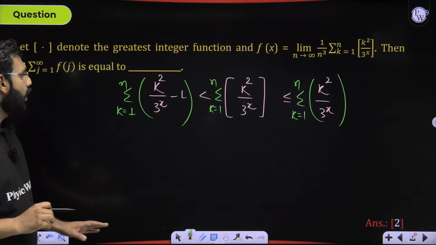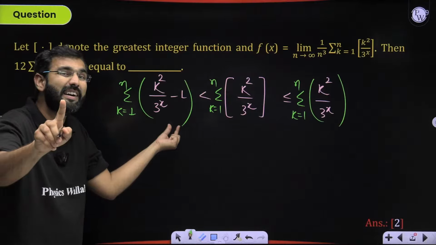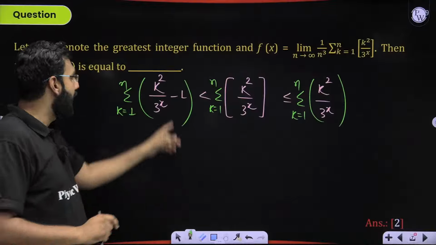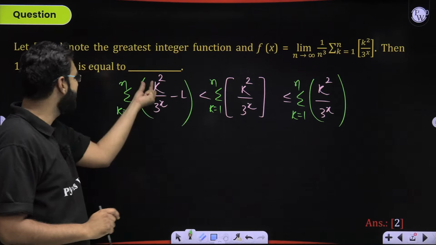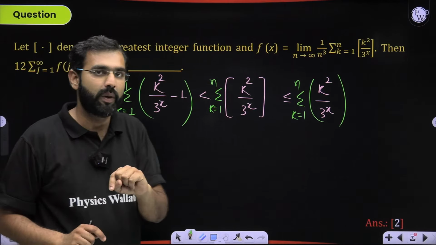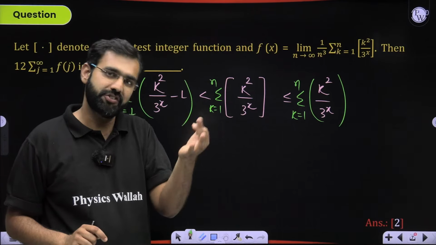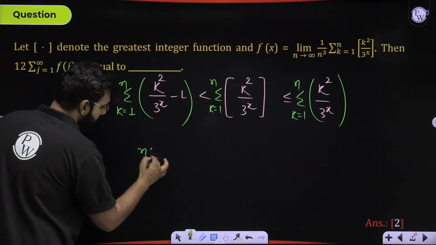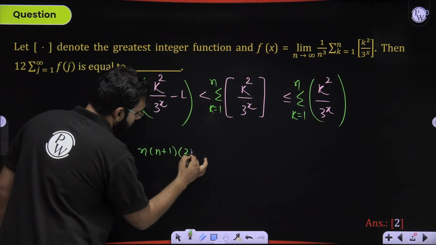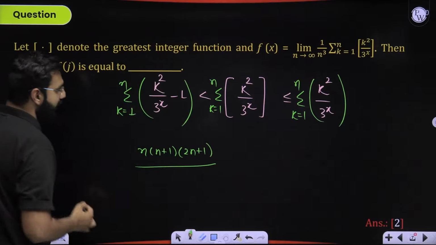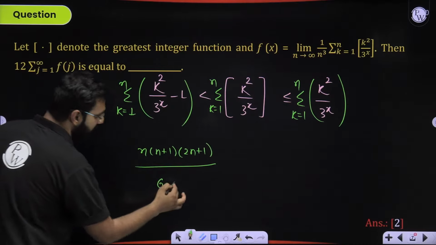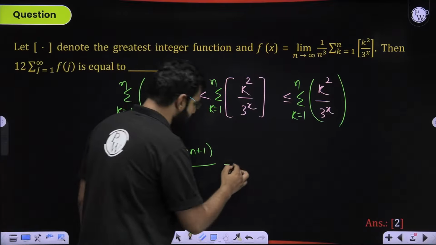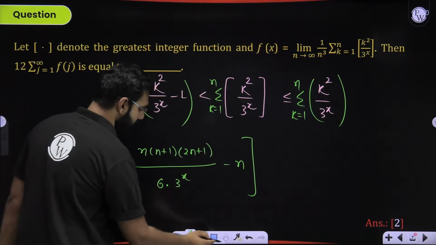Now from here, 3 to the power x should be treated as a constant, because here the variable is k. The summation you're doing is on k. So this is basically summation k square. We know summation k square is the sum of squares of first n natural numbers, that is n into n plus 1 into 2n plus 1 by 6. So here it will be n plus 1, 2n plus 1 whole divided by 6 times 3 to the power x minus 1. So 1 when added n times is basically nothing but n. I hope you got that.